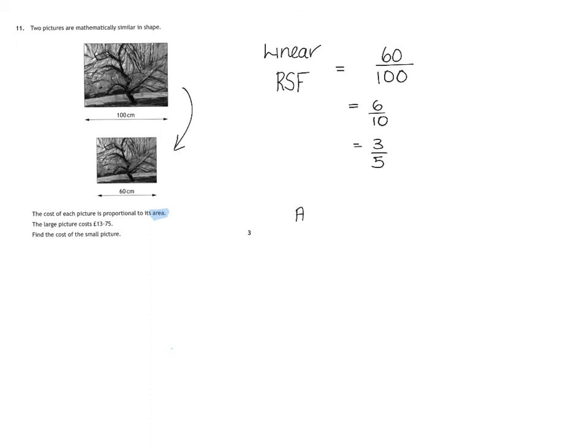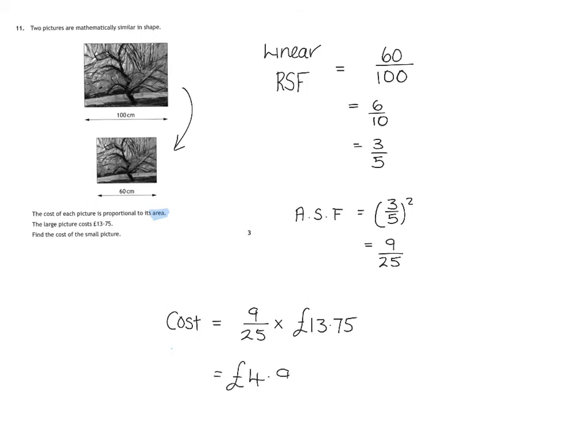So the area scale factor is 3/5 squared. That gives us 9 over 25, because when you square a fraction you square the top and you square the bottom. So the cost is going to be 9 over 25 times that £13.75, which gives you a cost of £4.95. Pretty decent, good price for a picture.